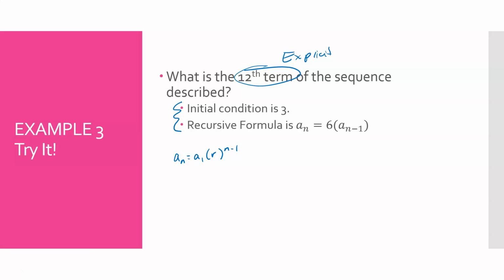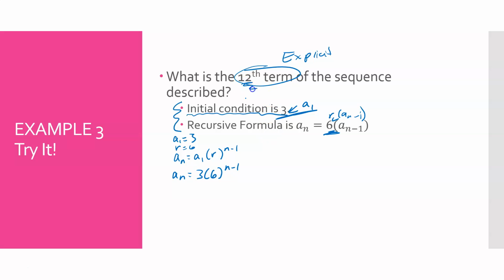Okay, so hopefully as you were looking at this, you saw the term initial condition is 3. Initial would be starting amount, so this would be a sub 1. Okay, so my a sub 1 in this case is going to be 3. And then the recursive formula, remember, it's always r times a sub n minus 1. So they're actually giving me my r, that's 6. So we can convert from recursive to explicit because we can see the a sub 1 and the r right there. So my formula would be a sub n equals 3 times 6 to the n minus 1.